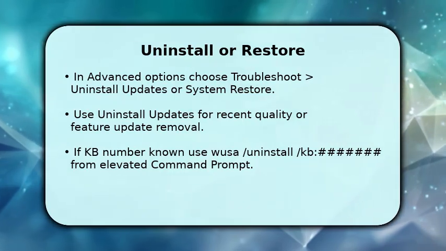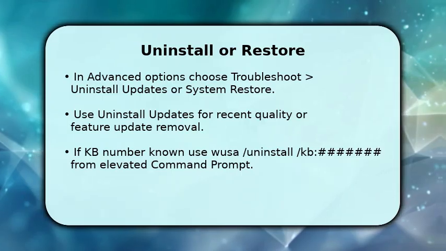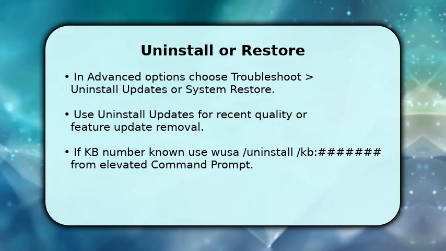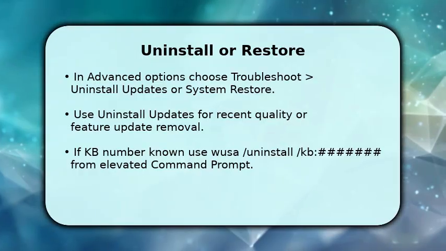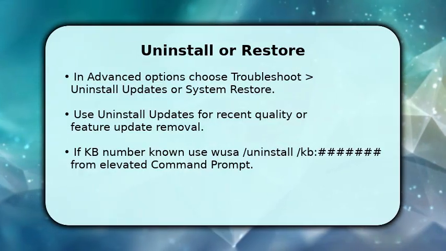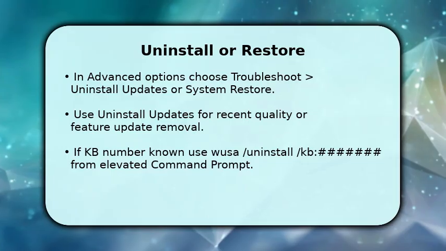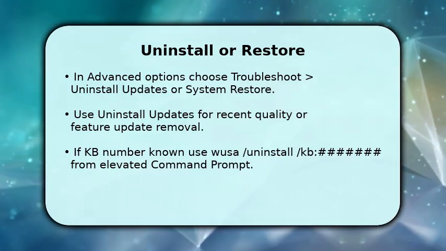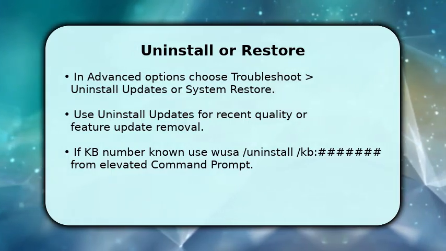From Advanced Options, select Troubleshoot, then either uninstall updates to remove the most recent quality or feature update, or pick System Restore to return to a restore point created earlier. System Restore is safer when unsure which KB caused the issue.